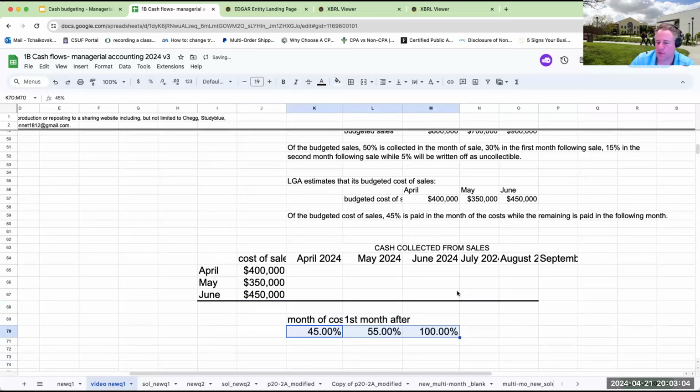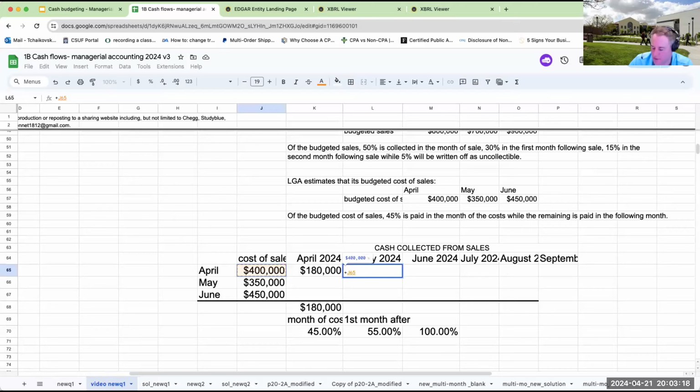So as we come over here for the month of April, how much of this 400,000 am I paying in April? Well, I'm going to pay 45%. So I'm paying 45% in the month, and then in the month following, I'm paying 55%. I want to make sure I add these up, and this equals 400,000.